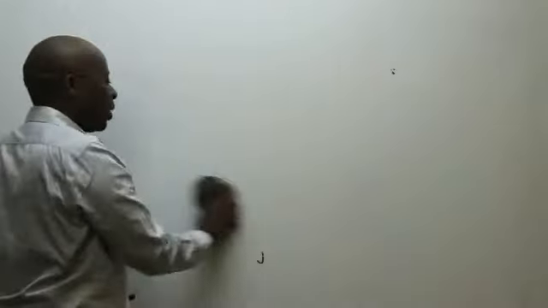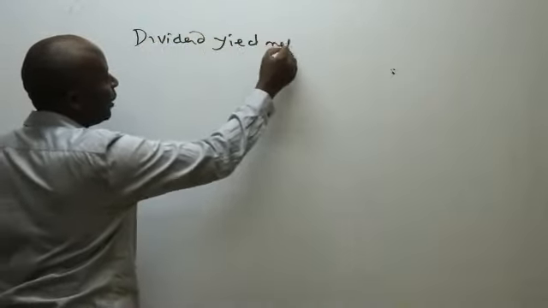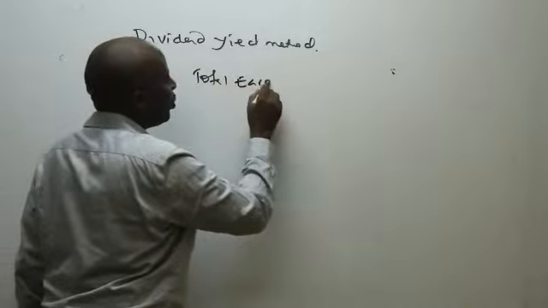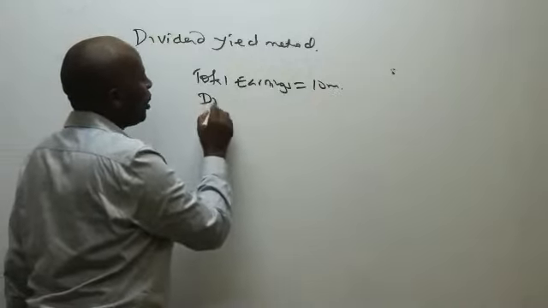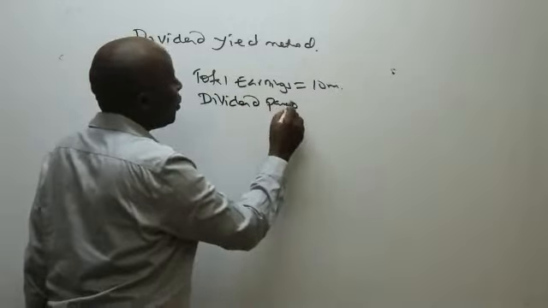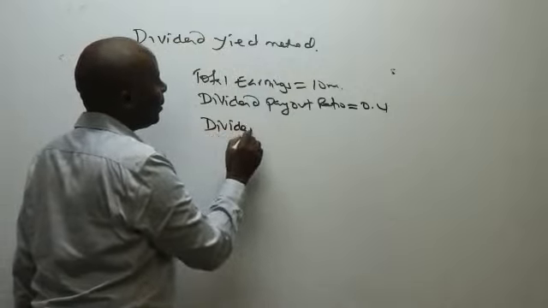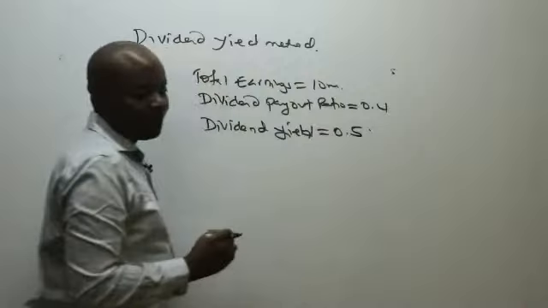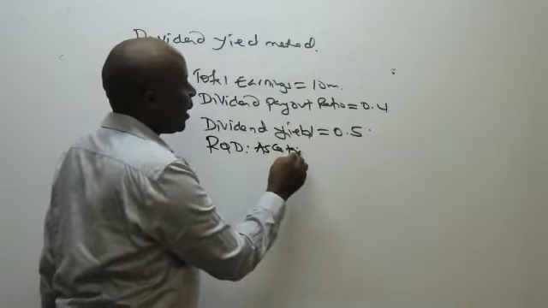On the same breath, you will realize that some examiners will give you the dividend yield. So we have here the dividend yield method. They'll give you total earnings. Total earnings is 10 million. Then they will give you the dividend payout ratio. Payout ratio is 0.4. And then they'll give you the dividend yield of 0.5.